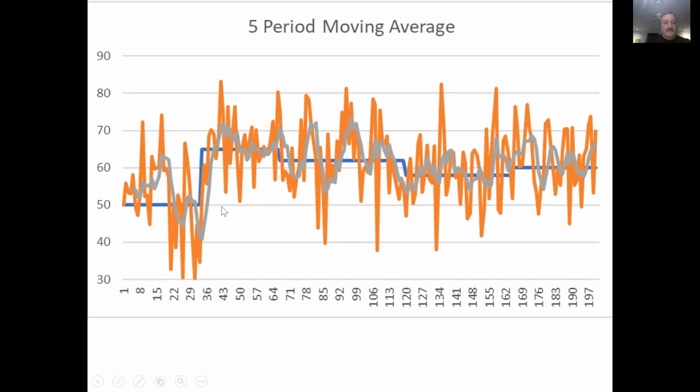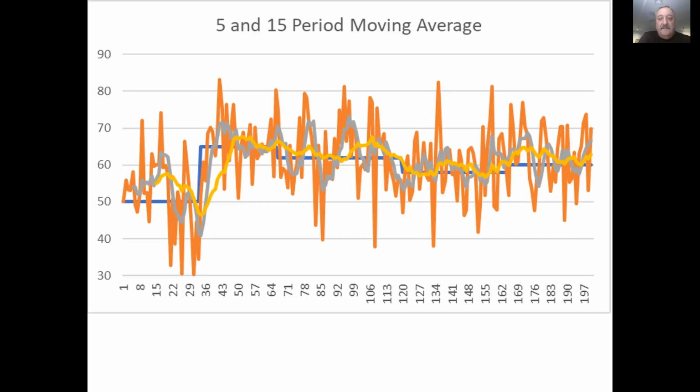So now if I do, say, a 5-period moving average, the gray is the 5-period moving average. Right, so you notice its variance is less than the time series itself. That's because I'm averaging, right? So the moving average is closer to the blue than the orange is. If I did a 15-period moving average, that's this lighter orange line. So now you see the variance is even more reduced, right? So generally speaking, it's closer to the blue line.